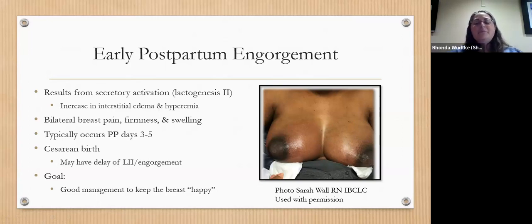I still remember sitting in the CLS class and being told mild, moderate, severe. And we don't want the breast to get to the severe stage, kind of when you're feeling the breast tissue, what does it feel like?